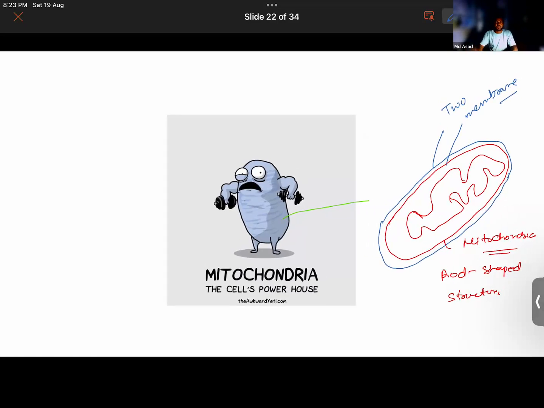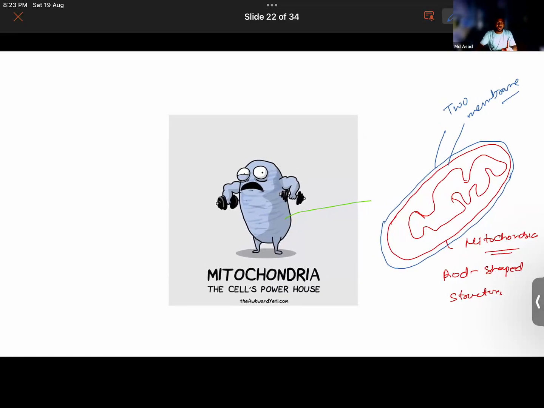Getting it? So first two things we know: it's a rod-shaped structure, and there are two membranes outside it. We are not going into depth about the two membranes. Just know they have got two membranes. Getting it?